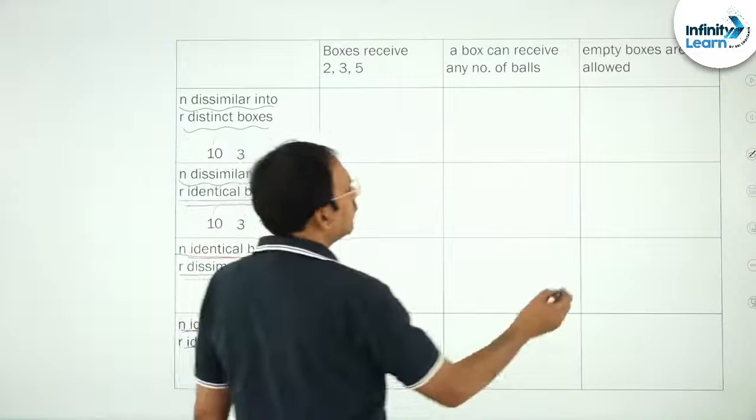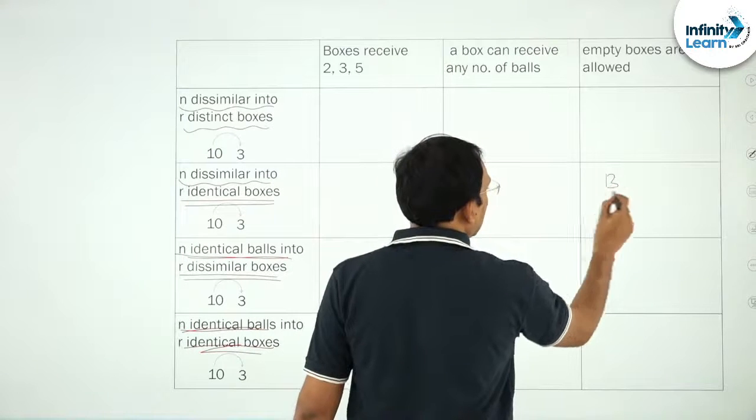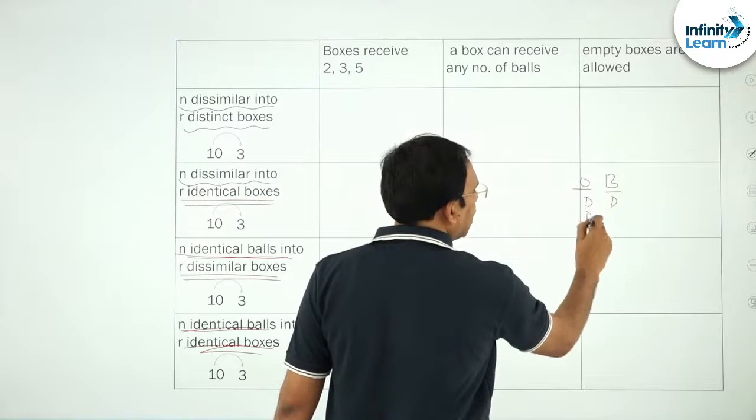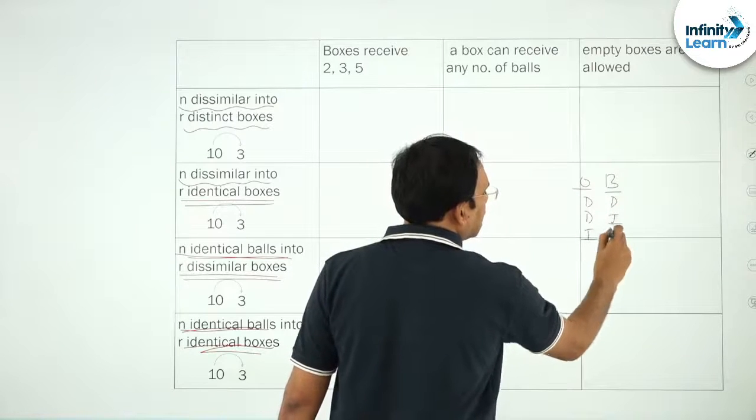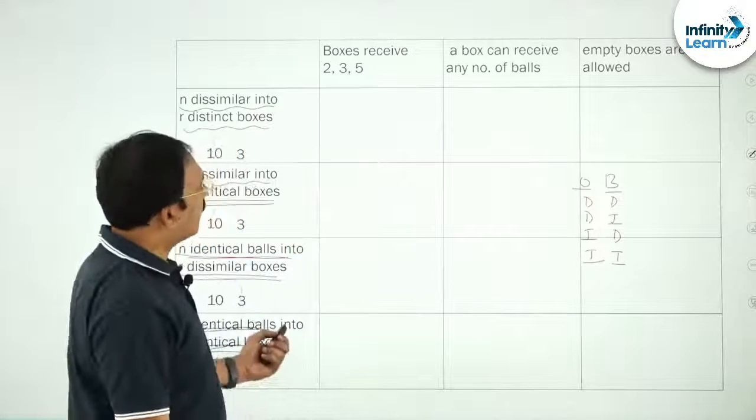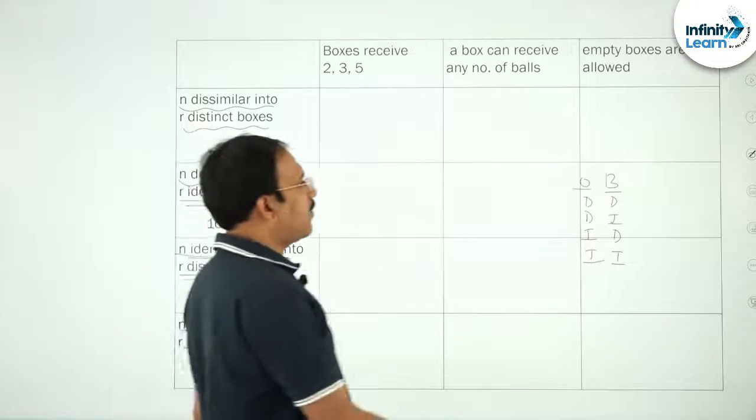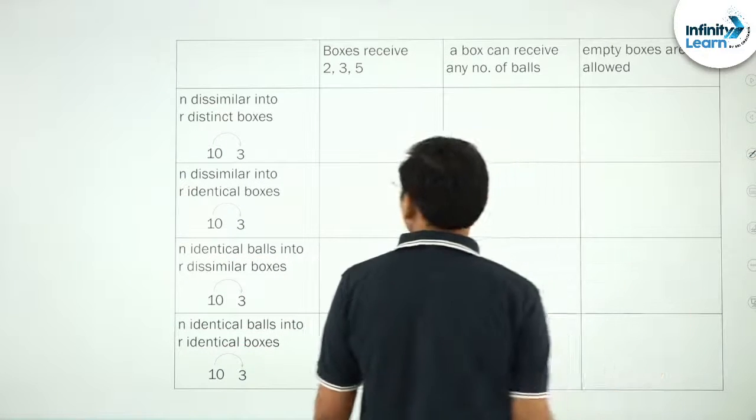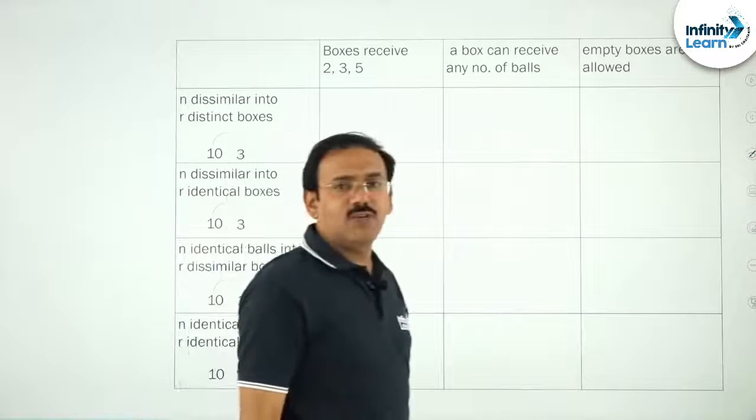You see boxes, you see objects: dissimilar, dissimilar; dissimilar, identical; identical, dissimilar; identical, identical. These 4 cases I have given. In each case 3 problems I have written, friends. You see, so in this case, first one you try to write, friends.